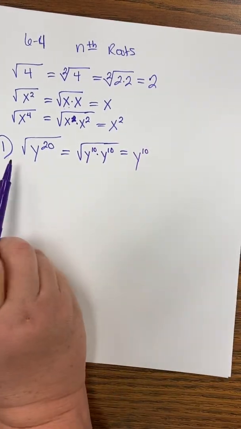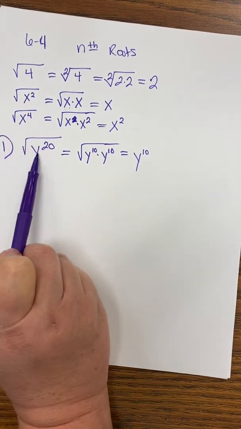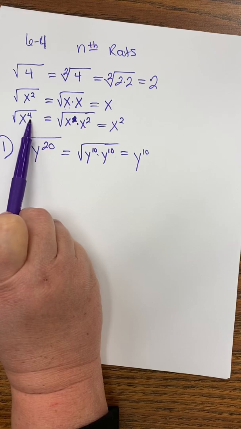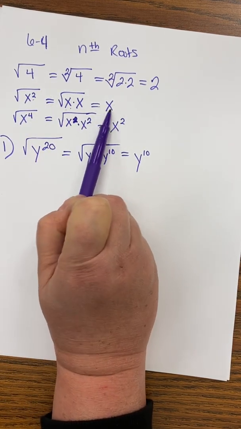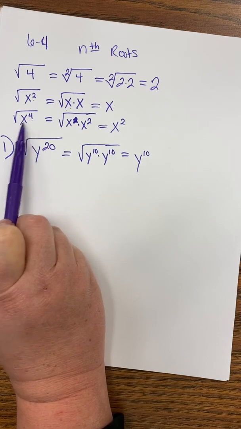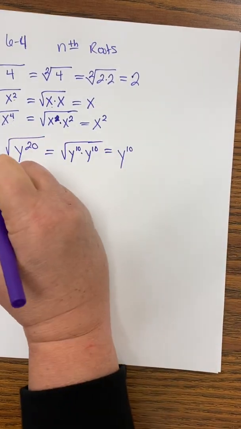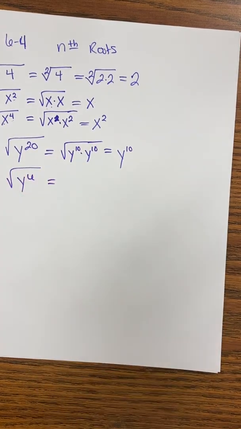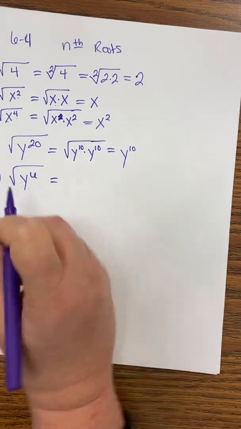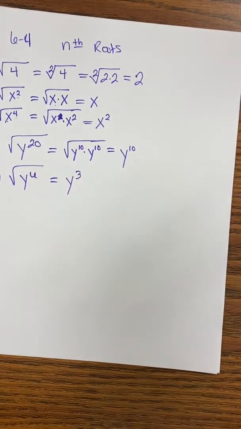So basically what's happening is when it's a square root and you have a variable, you're halving the exponent. So when it was 2, it was x to the 1st. If it was 4, it was x to the 2nd. If it was 20, it was x to the 10th. So let's try one like that. y to the 6th. So the square root of y to the 6th, you're going to halve the 6. So y to the 3rd.